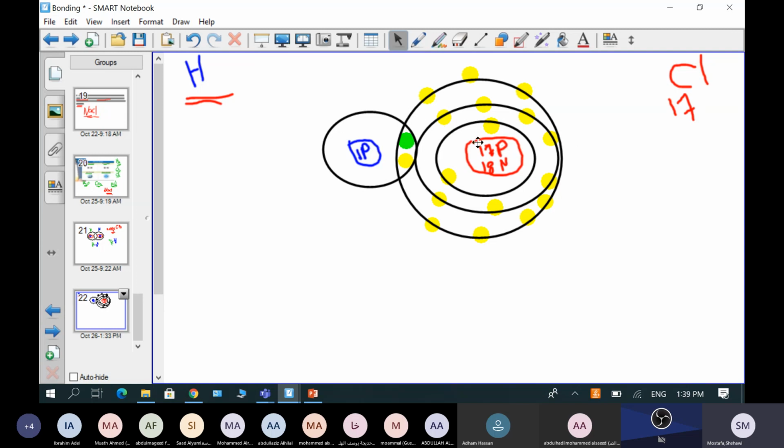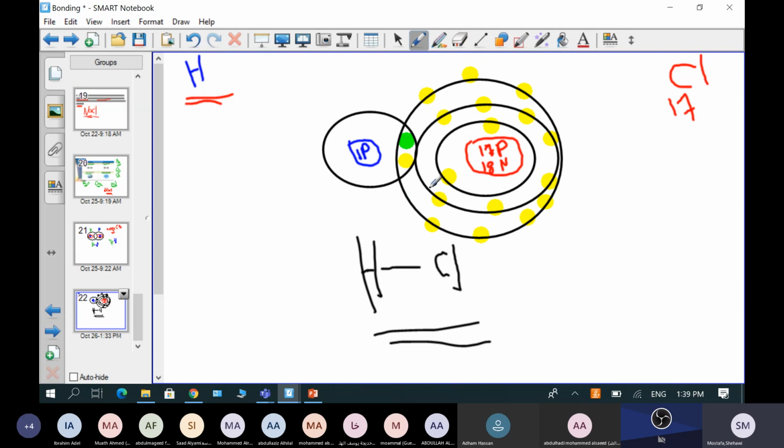Each one shared 1 electron. If each atom shares 1 electron, we call it a single covalent bond, and we write it like this: H, then a dash, Cl. So the type of bond here is also a single covalent bond, between hydrogen and chlorine in hydrogen chloride.